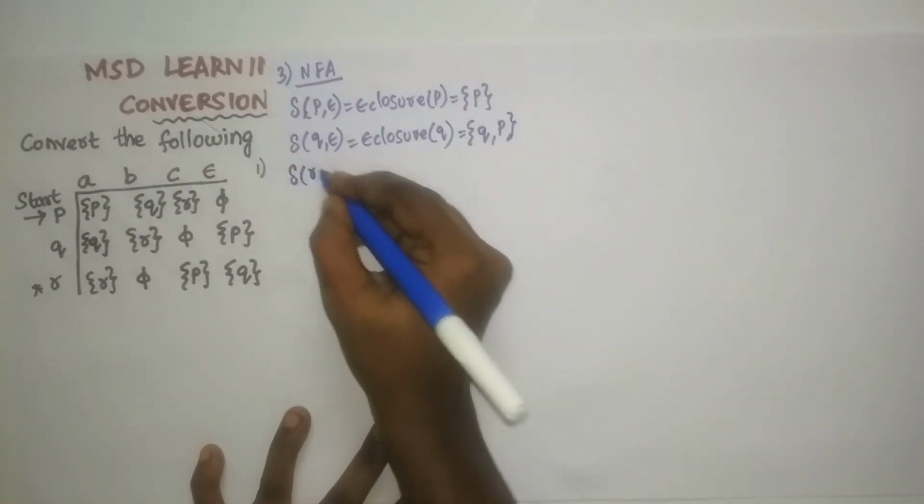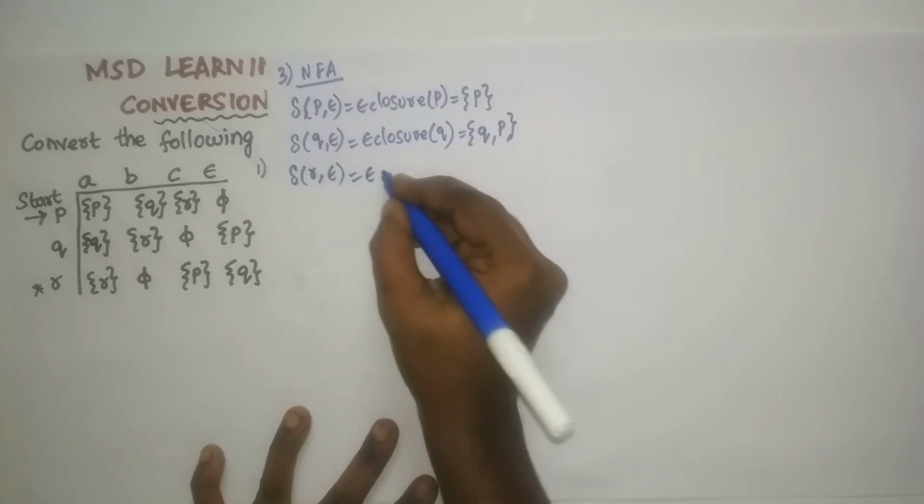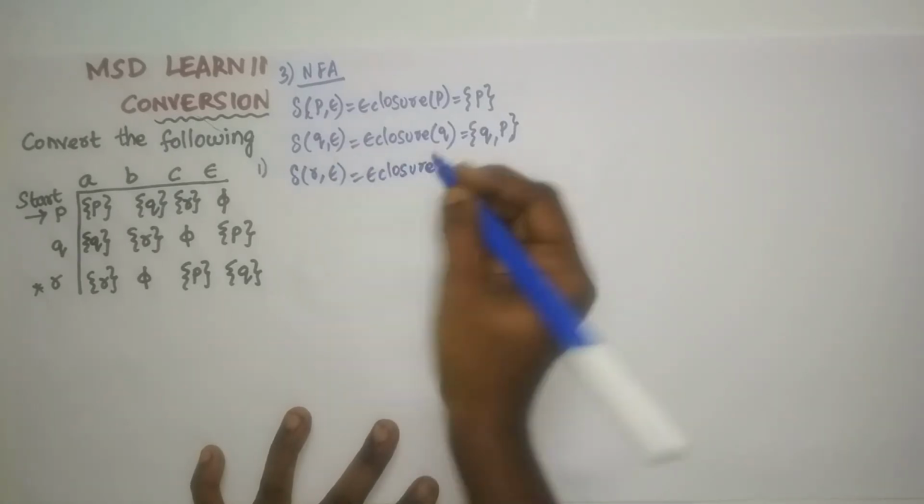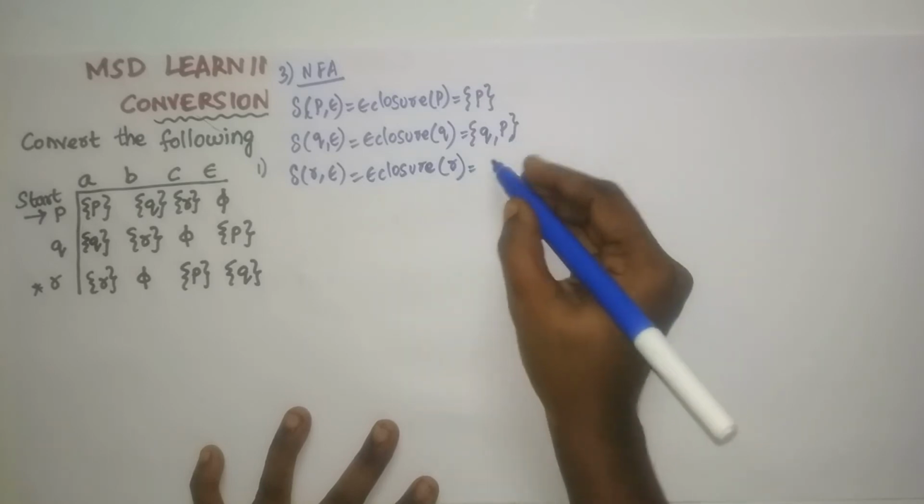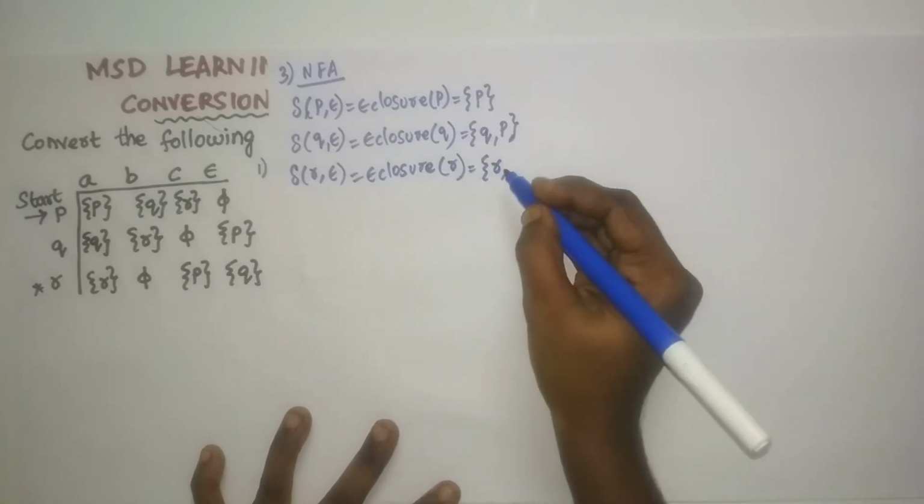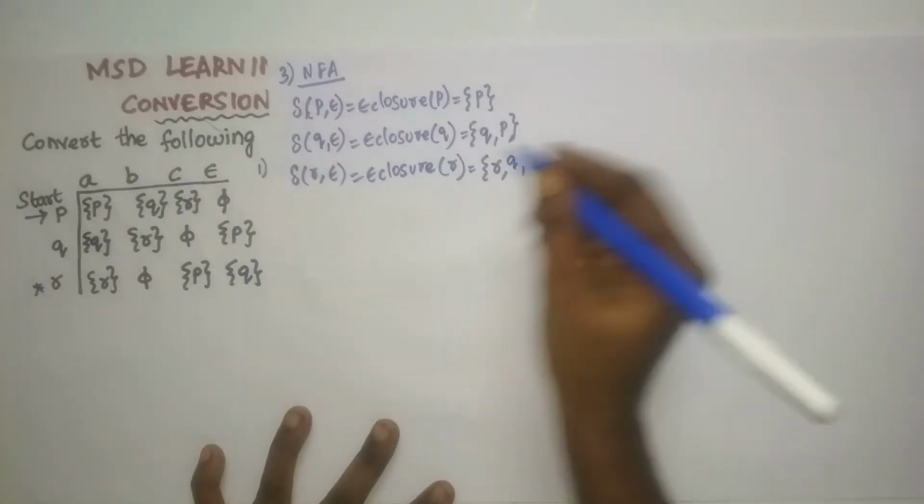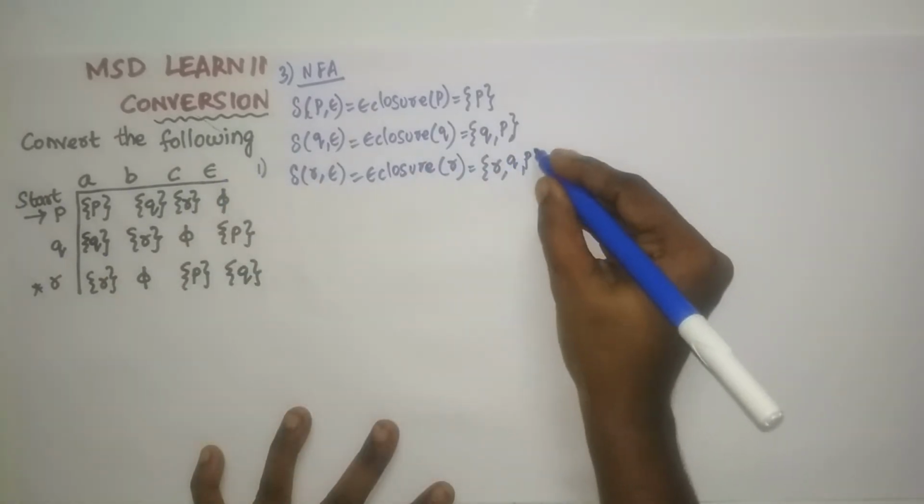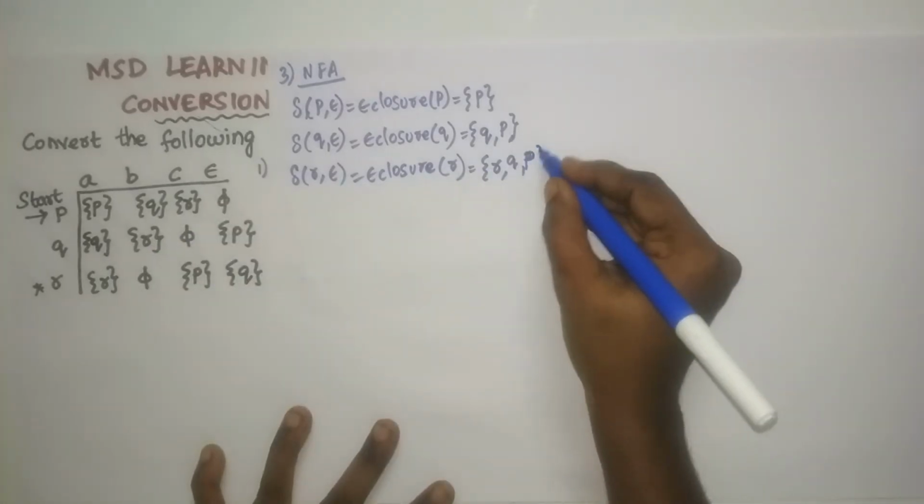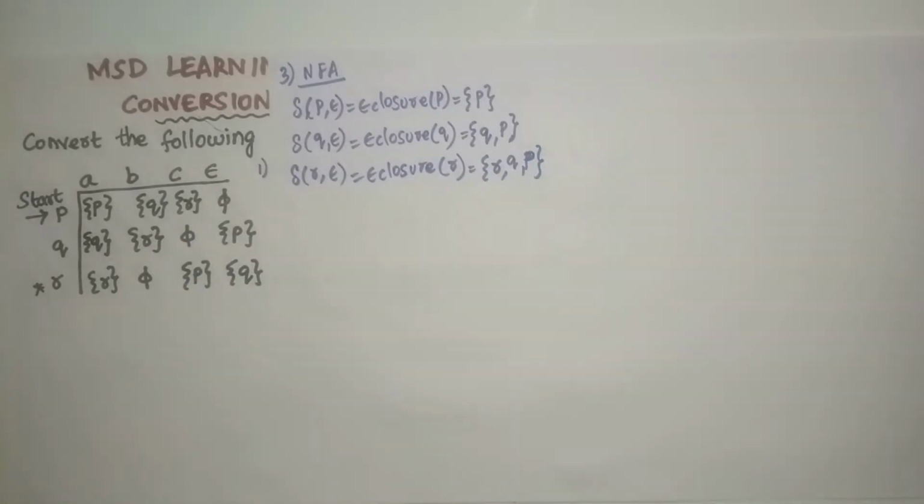Now δ of R comma epsilon, which is nothing but epsilon closure of R. So epsilon closure of R includes R, then R on epsilon goes to Q, Q on epsilon again goes to P, P on epsilon is the null set, so it is P, Q and R. This doesn't mean that the epsilon closure of P will always be P, Q, R. You should never assume it, because based on the epsilon transitions in the given problem, the epsilon closure of the states may completely differ.